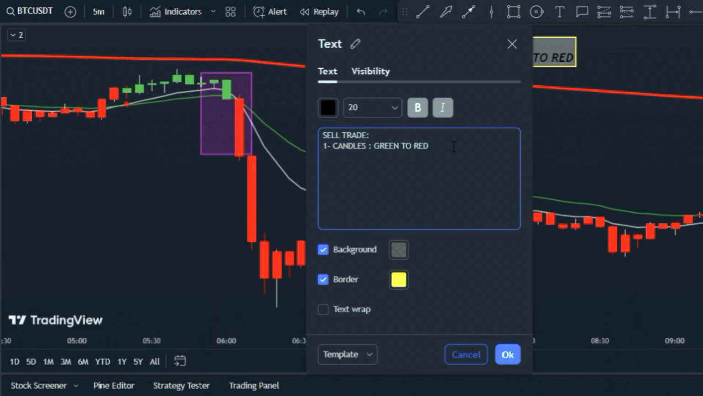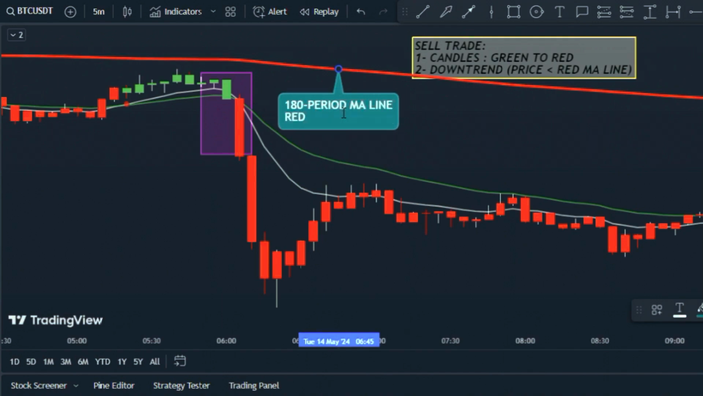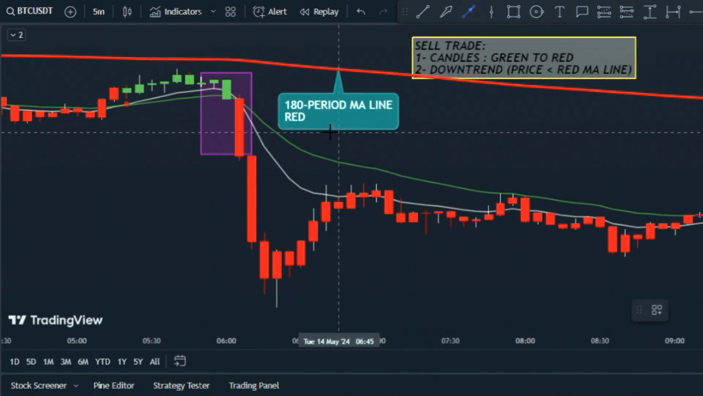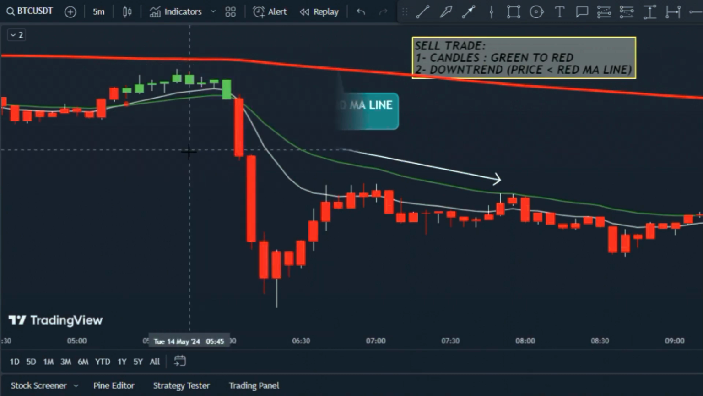Next, verify a bearish trend on the CMA indicator. You're looking for a red line, with the price hanging out below the red moving average line. Once these factors align, confidently enter the short position.